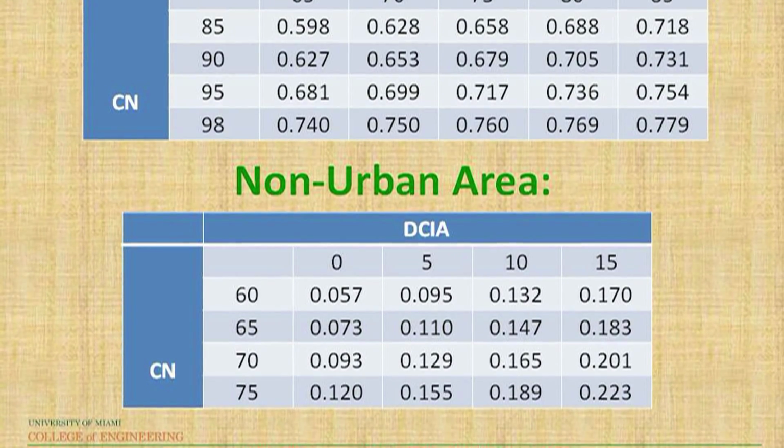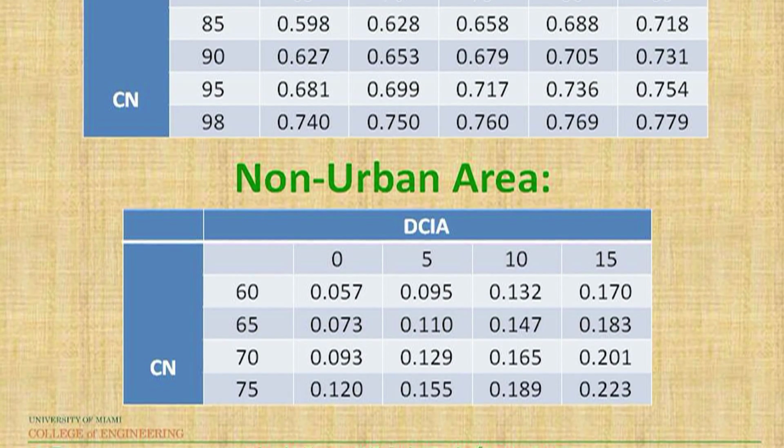And the strength of this approach is that we did not assume any particular value for curve number or for DCIA, but rather we used a range of values to determine runoff coefficient. Realizing that we did not have an exact value for runoff coefficient, we took a mean of these and used it to determine the value.